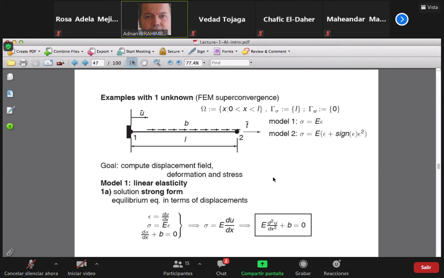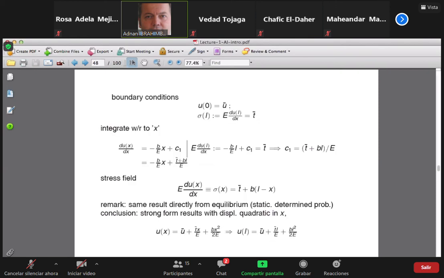So let me first try to solve this in the strong form. I recall that in strong form, I have the kinematics, epsilon is du dx. I have the constitutive equation, sigma is equal to E times epsilon, and I have equilibrium, d sigma dx plus b is equal to 0. Combining the first two equations, I obtain that sigma is equal to E times du dx, and then plugging this into the equilibrium equation, I have E times the second derivative of u with respect to x plus b equal to 0.